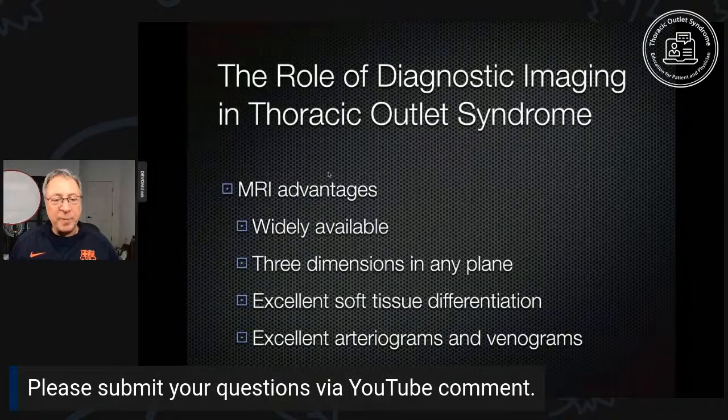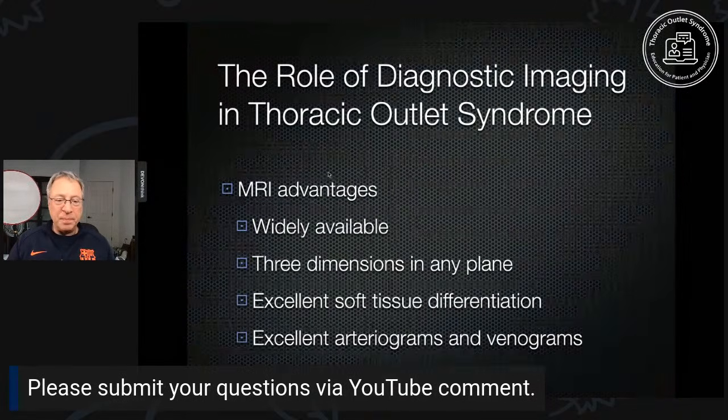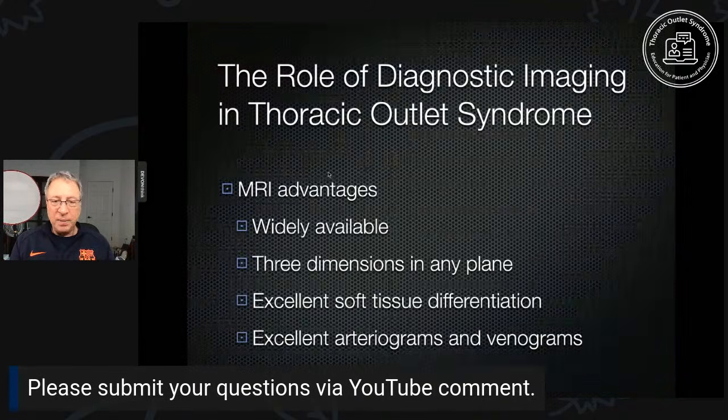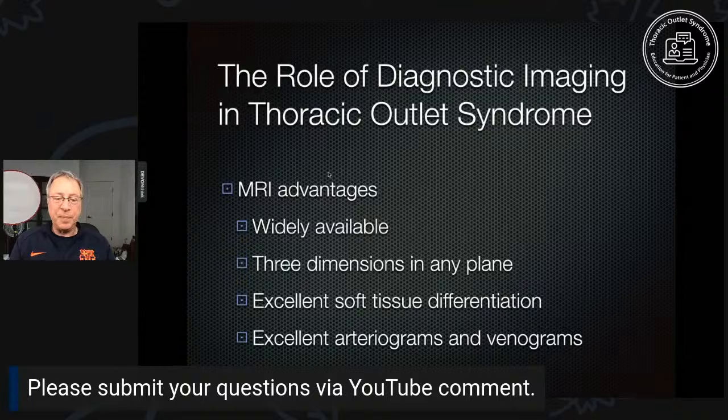So the advantages of MRI: it's widely available. Most hospitals have one. You can show 3 dimensions in any plane you want, up, down, left, right, or obliqued. It has excellent soft tissue differentiation, better than any other modality. And it can produce excellent arteriograms and venograms, as we just saw.